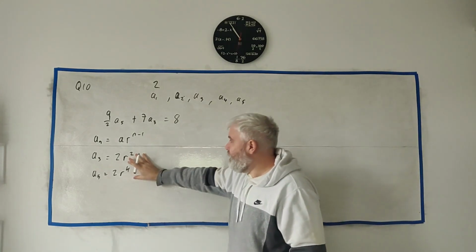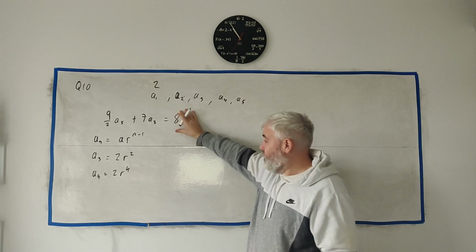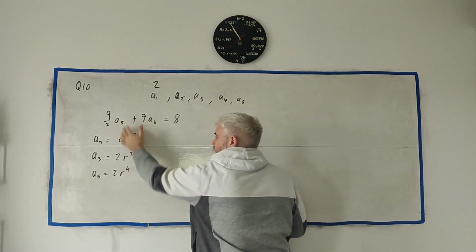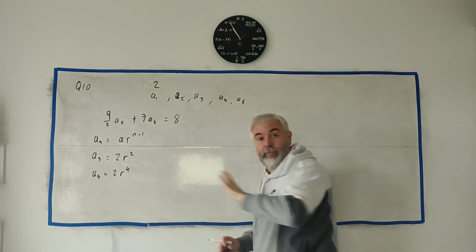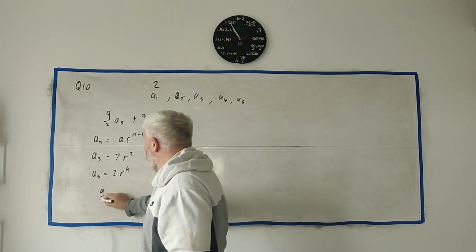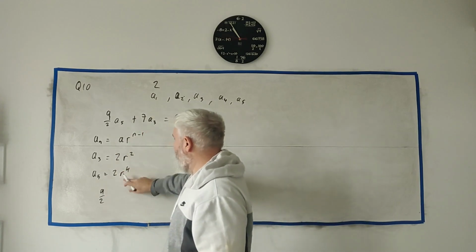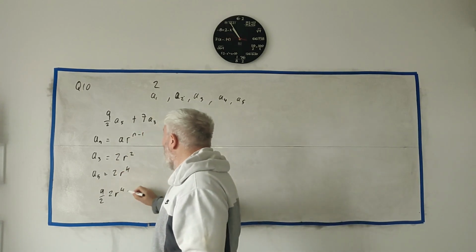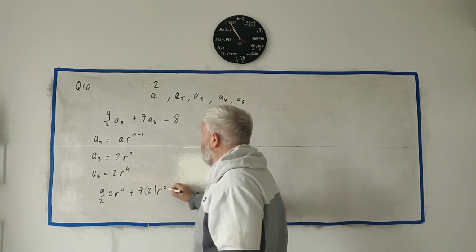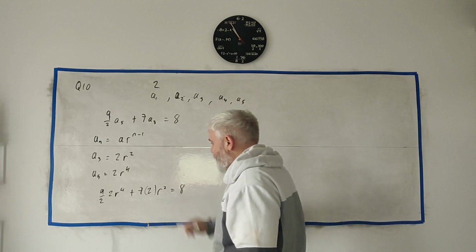We can use this bit of information, put it into this equation, and we'll only have one unknown. There'll be an r here, there'll be an r here, and that'll be the only unknown we have. So let's see what it looks like. We get 9 over 2 times A5, that's 2 times r to the 4, plus 7 times 2 times r squared equals 8.